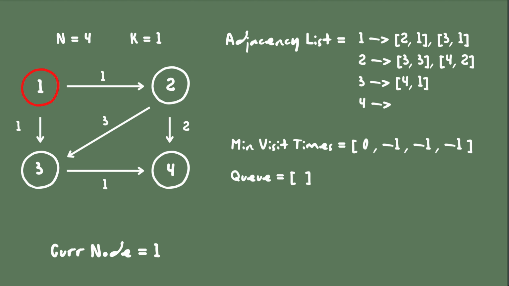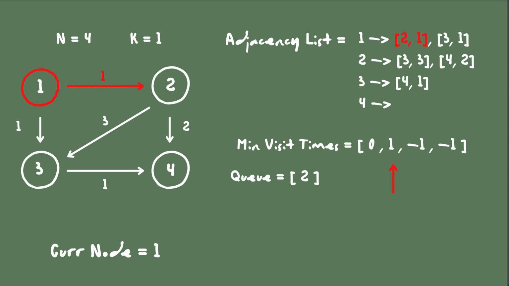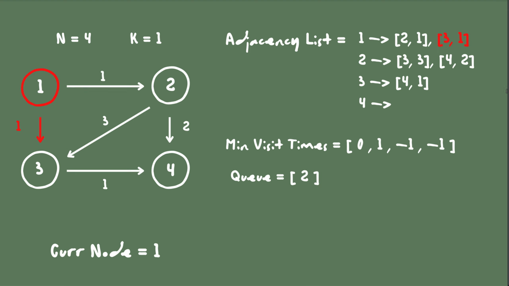So we pop that node off, and now we would be in our looping portion. So we look at our adjacency list, and we look at the first edge is to 2, and that takes 1 second. So let's look at our minimum visit time and see that it's currently -1 because we've never visited 2 before. So we're going to update that to be 1. Now our second edge, again, see that 3 has never been visited, so we're going to update that to 1 as well. And we're pushing these onto the queue because we updated their minimum visit time.